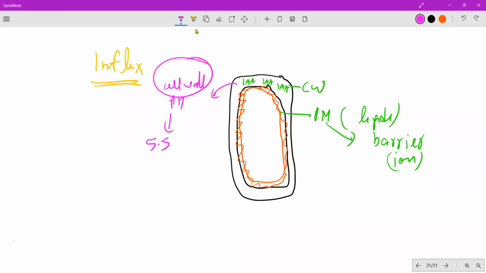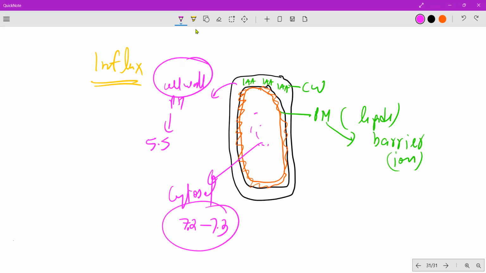मतलब cell wall is slightly acidic. Whereas हम cytosol की बात करें, if we talk about cytoplasm, we know cytosol is slightly alkaline, 7.2 to 7.3. So this is alkaline. This is acidic. मतलब cell wall region has more protons. Cell wall में हमारे ज्यादा protons हैं क्योंकि acidic है. और cytoplasm में protons कम है. Less protons in the cytoplasm.